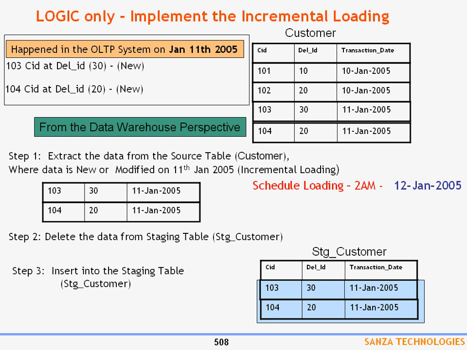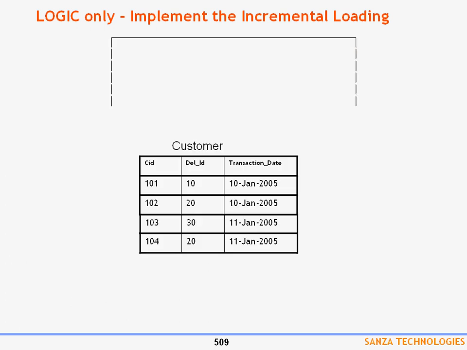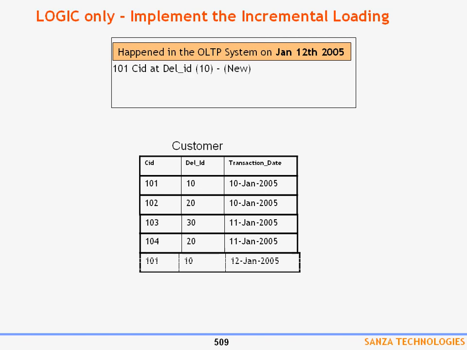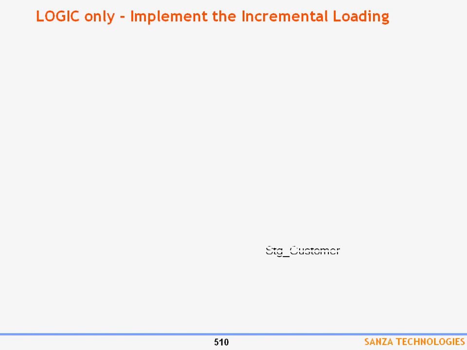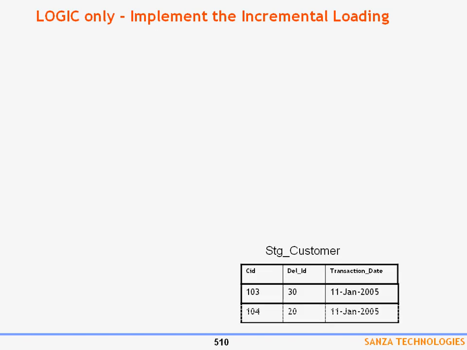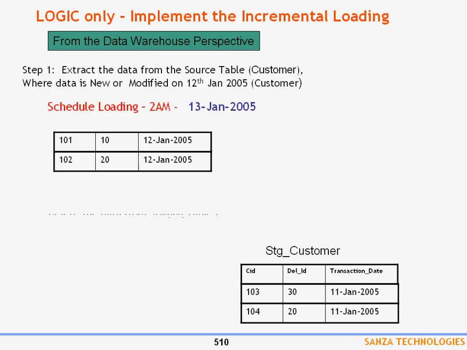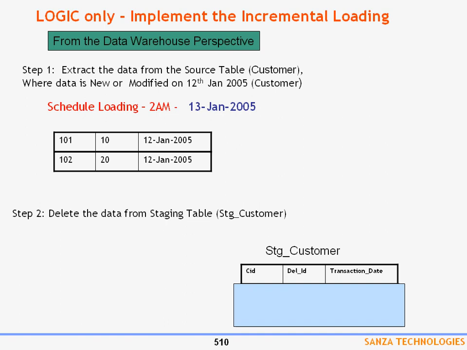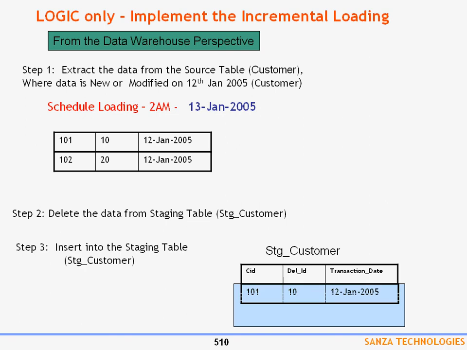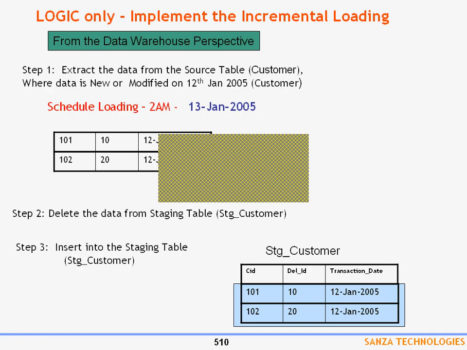Next day, 12th January, transaction happened in your source system. Then you extract the data from the source. That is 12th January data. Before you load, you delete the data in the staging. Then you insert the 12th January into the staging table. So, before you load the data into the staging, you have to delete previous data. That is our requirement in the staging load.